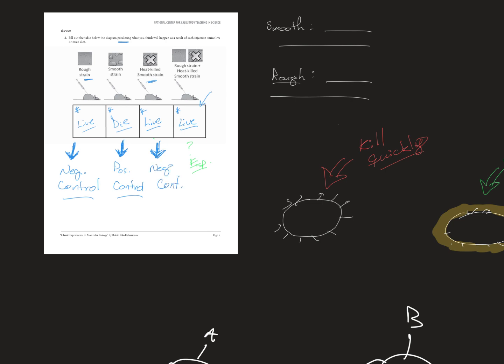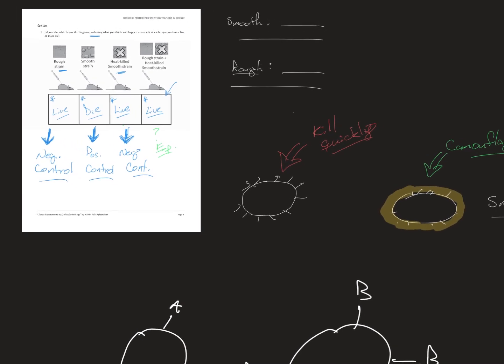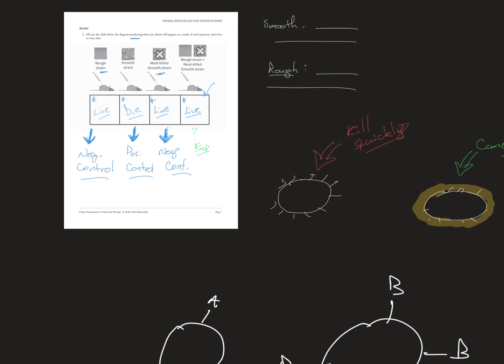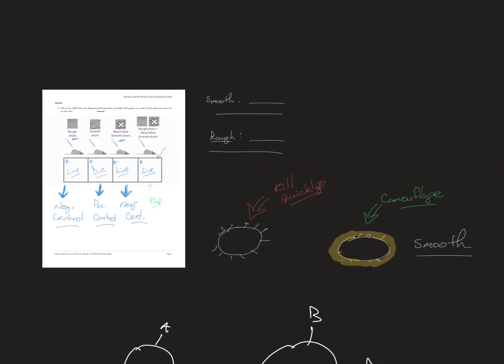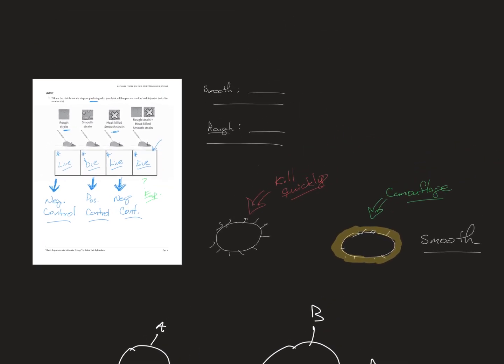Because we expect that if it's dead, it's not going to cause death. But what happens when we mix them together? Now, why are we mixing them together is another big question, which brings us to the whole purpose of the experiment. The idea is that this is before we understood that DNA was the stuff of inheritance, before we understood what chromosomes were, before any of that.